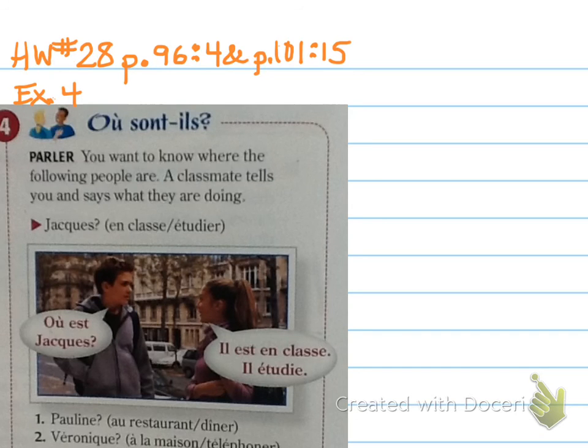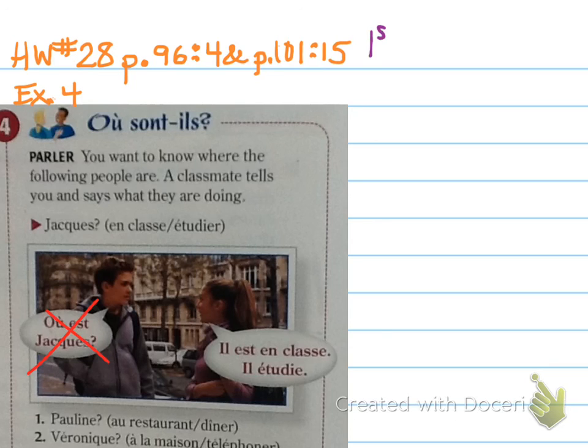So your homework is exercises 4 and 15. Exercise 4, we did this one the other day out loud. You want to know where the following people are. A classmate tells you and says what they are doing. So you don't have to write the question. You're just going to write the answers. So we have Jacques. So we want to say he is in class, he is studying. So we have il est en classe, il étudie.